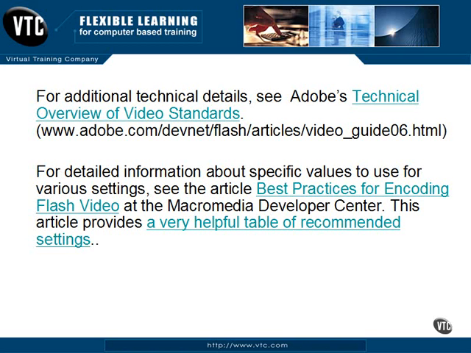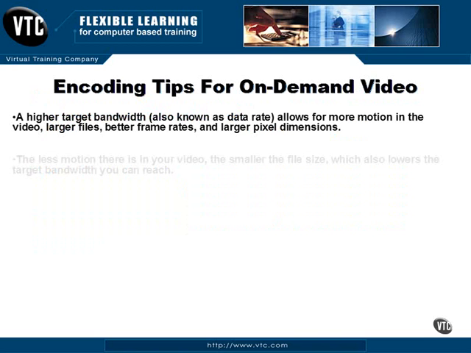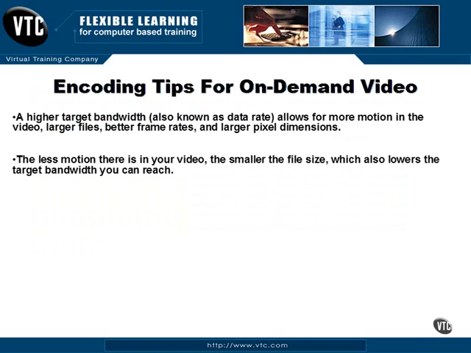This article provides a very helpful table of recommended settings. But let me go through some general guidelines here at an early stage of your Flash video work. First, a higher target bandwidth, also known as a higher data rate, allows for more motion in the video, although it does produce larger files. It does produce better frame rates and larger pixel dimensions. Also, the less motion there is in your video, the smaller the file size, which will also lower the target bandwidth.